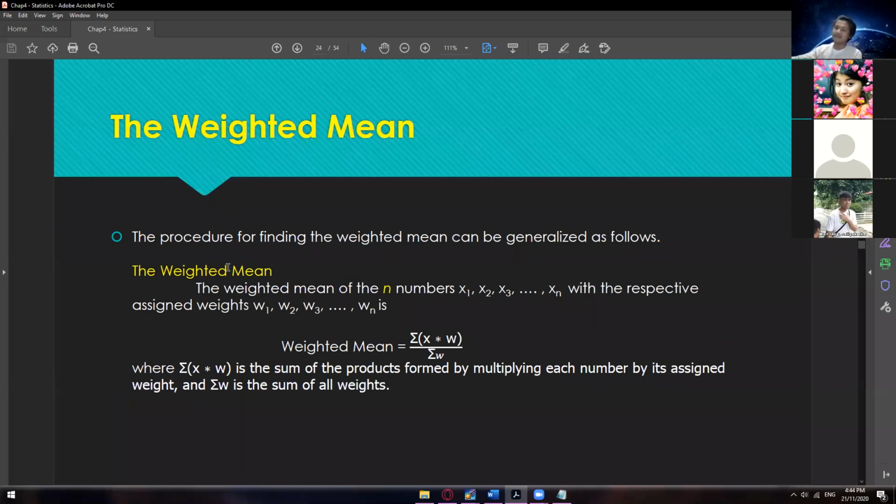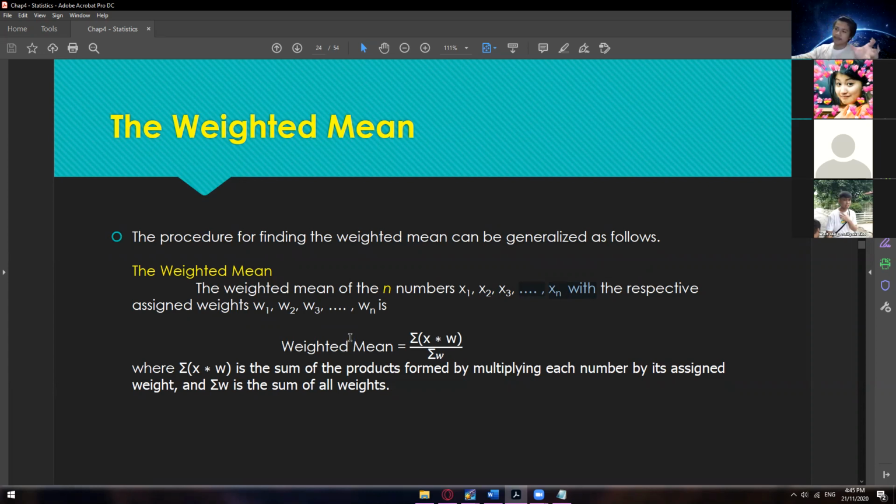Anyway, here's the main technical definition of the weighted mean. The procedure for finding the weighted mean can be generalized as follows. The weighted mean of n numbers, let's say x1, x2, x3, up to, let's say, 100, with the respective assigned weights of weight 1, weight 2, weight 3, up to the maximum number of your data. So in here, as you can see, every data has an equivalent weight. For x1, this is its weight. For x2, it is this weight. x3 is 1, and so on and so forth. It should be multiplied by its equivalent weight.